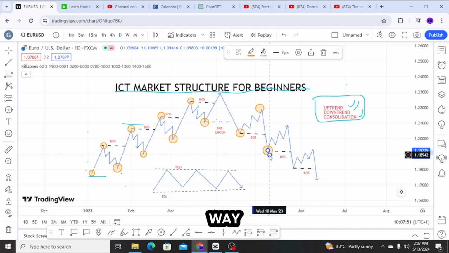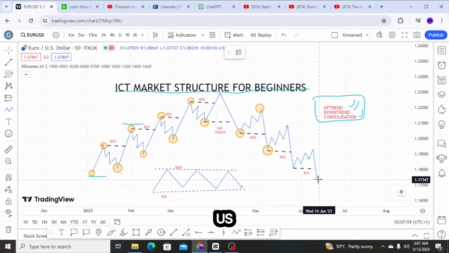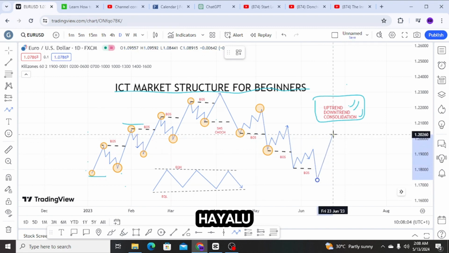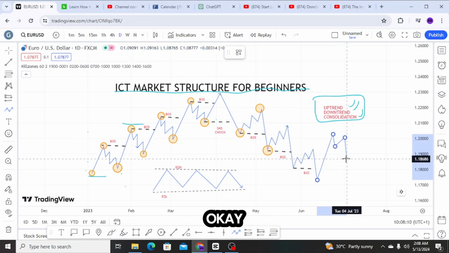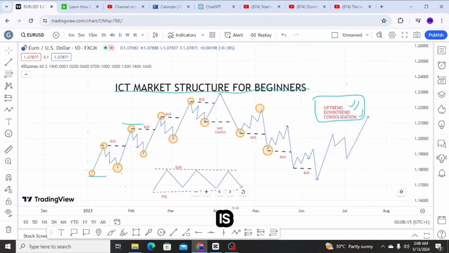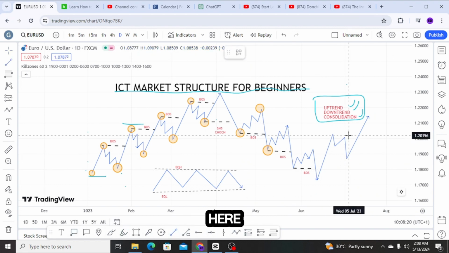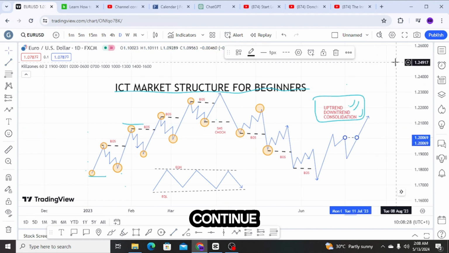The only way you say that this market has changed direction is when you see the market taking out the higher low. Something like this: take out this higher low from here, right? Then the market has shifted in structure that way. That's the only way you say the market is now shifting structure and doing an uptrend. I hope you are following what I'm showing you. Then you say this is now an uptrend, and you are looking for the market to come back here and continue going that way.